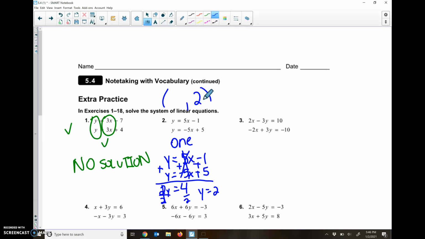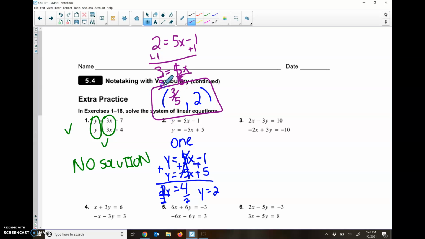I still need to figure out what my x is. So I'm going to do some work up here to figure out what my x is. So instead of y equals, I'm going to put 2 equals. And I get 5x minus 1. So I'm going to add 1 to both sides, and then divide by 5. So that gives me 3/5 for my x. So like I said, kind of weird because it gives us a fraction there. So my x is 3/5 and my y is 2.